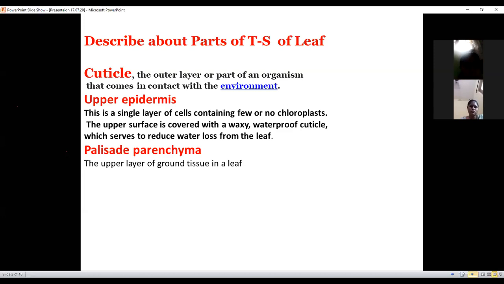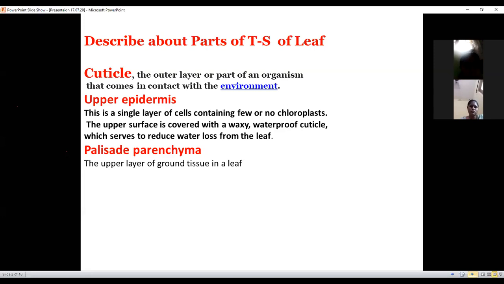The next, palisade parenchyma, the upper layer of ground tissue in a leaf. The next, xylem. Xylem is one of the two types of transport tissue in vascular plants, phloem being the other.